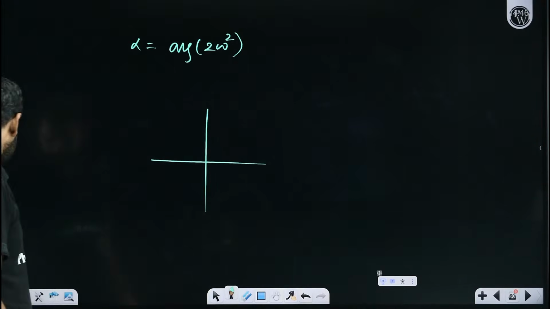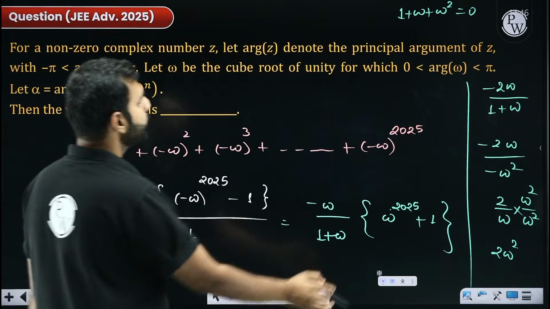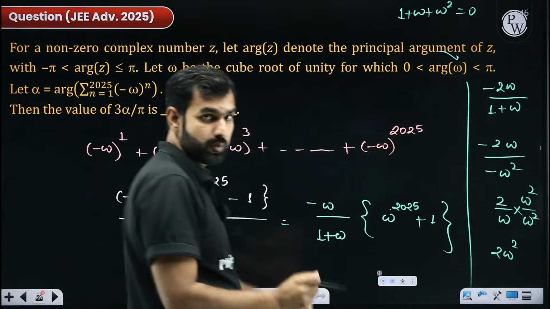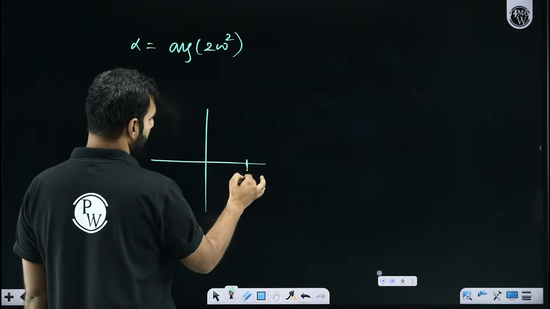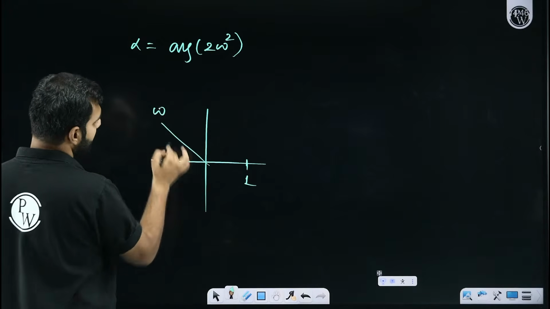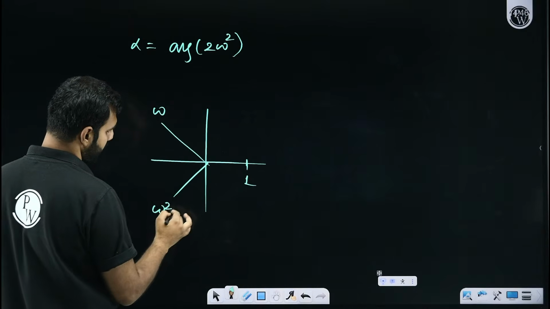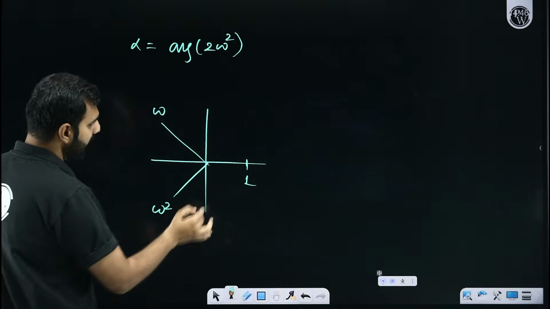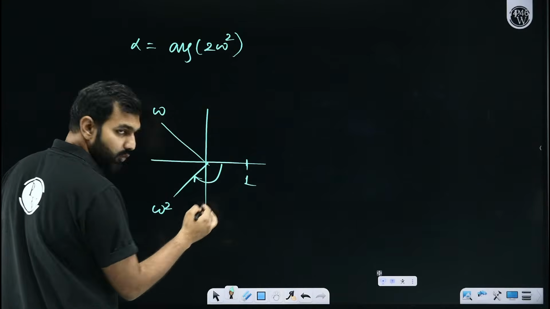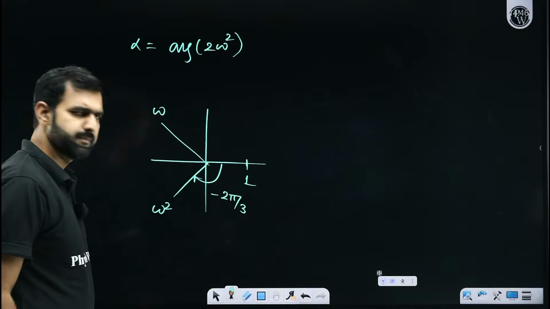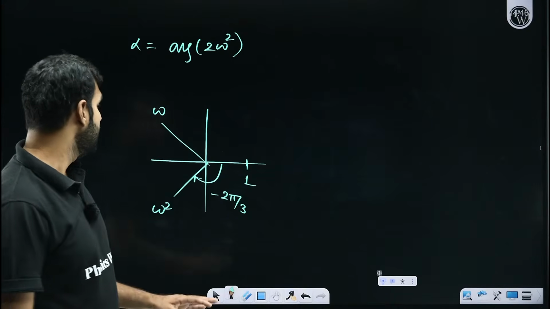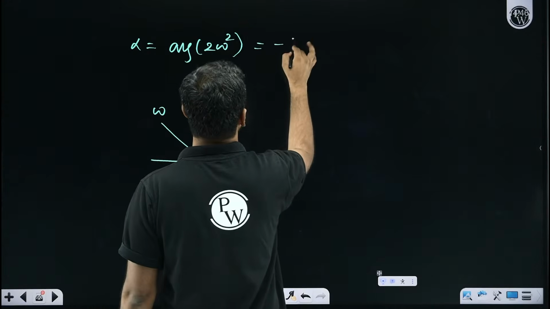They have defined omega, they told you that the argument is from 0 to pi, which means plus 120 degrees. I hope you know cube roots of unity. So 1 lies here, omega lies here, and omega square lies here. I hope you remember that. So if I ask you the argument of omega square, it is minus 120 degrees, which is minus 2 pi by 3. So alpha here is going to be minus 2 pi by 3.